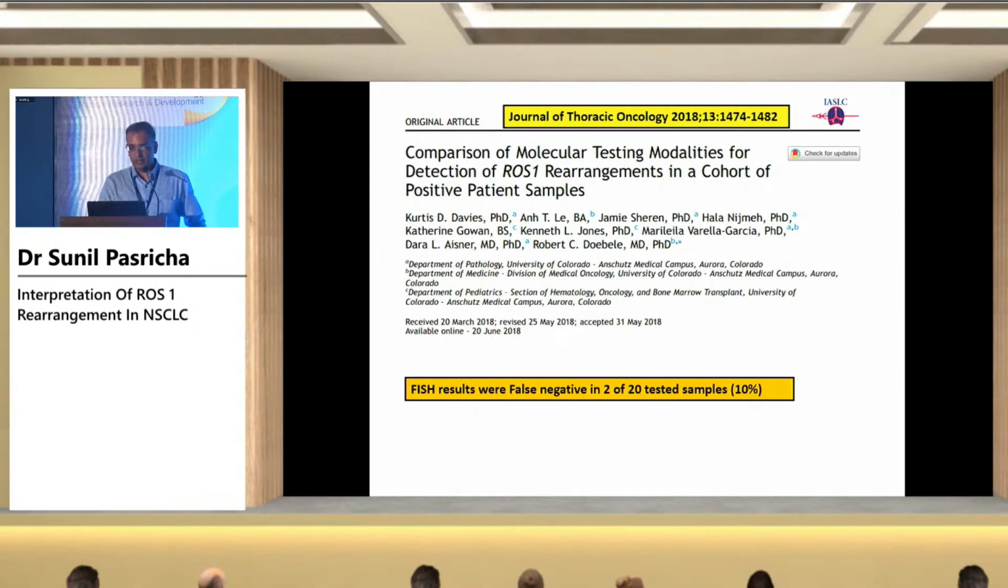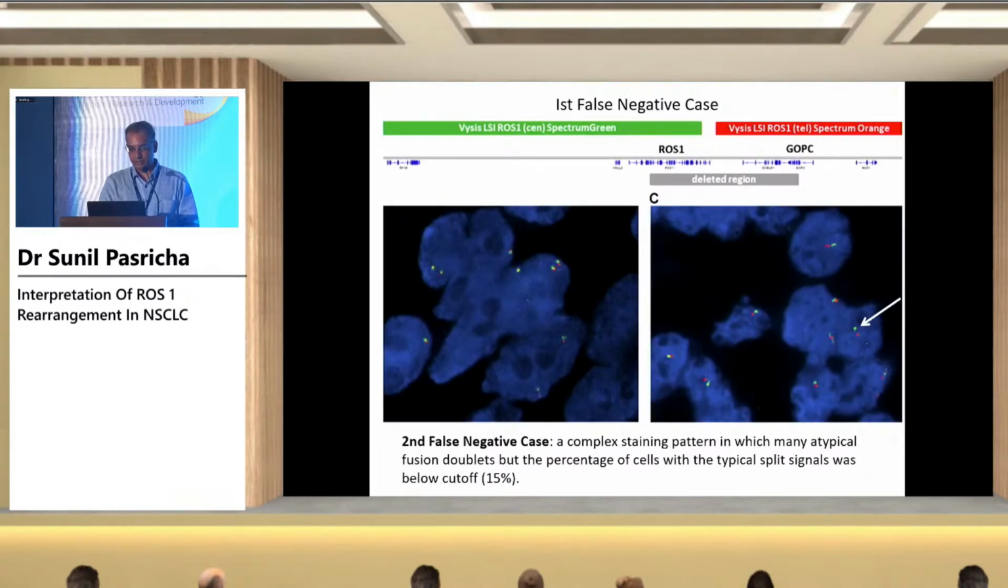It shows a comparison of the molecular testing modalities for the detection of ROS1 gene rearrangement. The FISH was negative in 2 out of 20 cases. In the first case, it was attributed to the GOPC fusion partner. The deleted region was so small that it left behind the complementary region for the binding of both the probes. So it was a false negative.